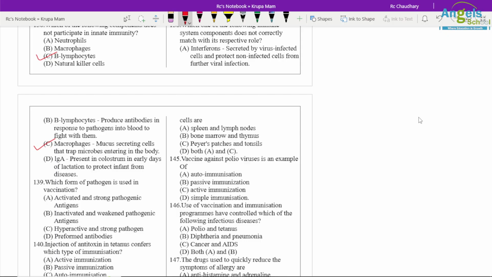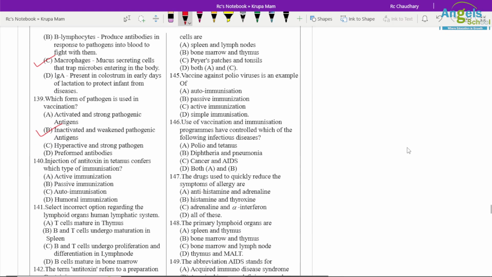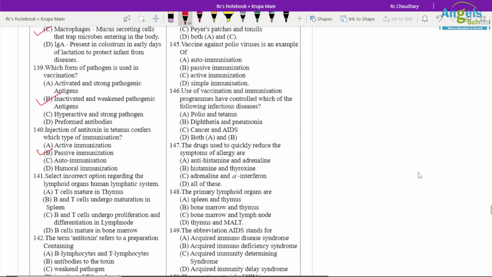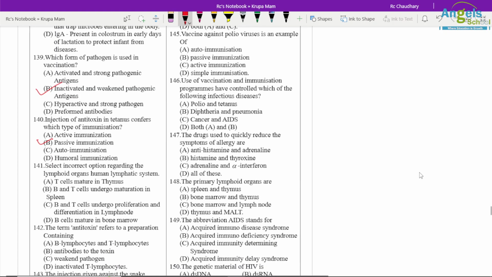Question 139. Which form of pathogen is used in vaccine? Inactivated and weakened pathogens are used. So B is the correct option. Injection of antitoxin in tetanus confers passive immunity. Select the incorrect option regarding lymphoid organs and the human lymphatic system. B cells and T cells undergo maturation in the spleen. It is an incorrect option. B cells mature in bone marrow, whereas T cells mature in thymus only.